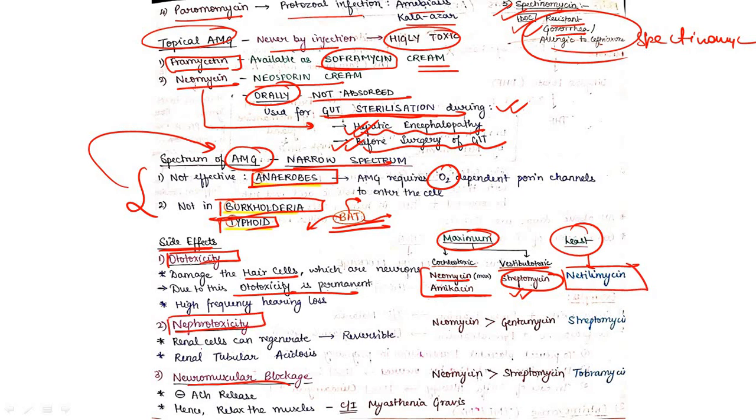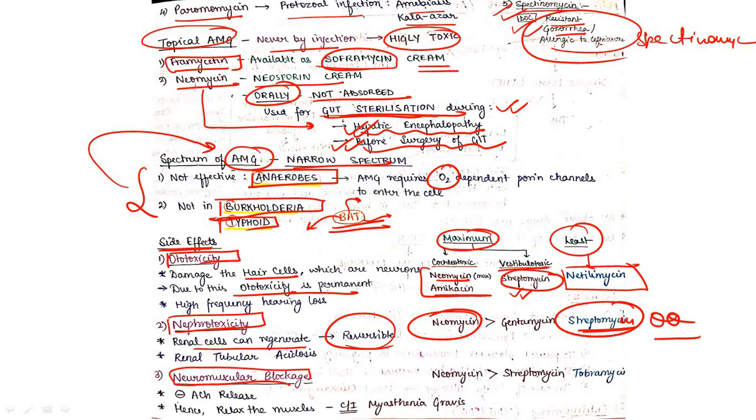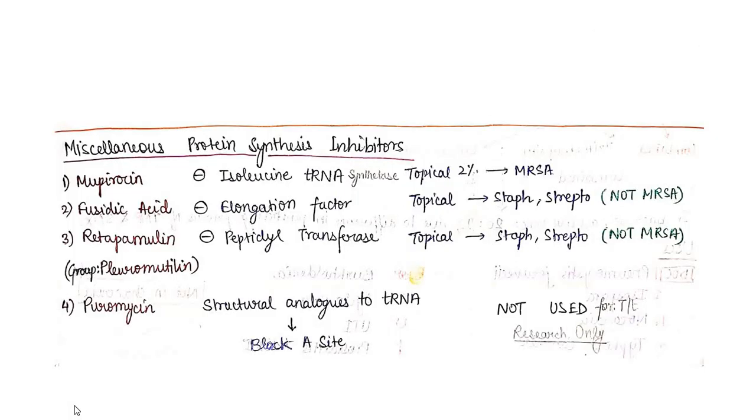Then coming to nephrotoxicity, the renal cells can regenerate, so a reversible type of nephrotoxicity is seen, and this is again maximum with neomycin and minimum with streptomycin. This is a frequently asked question: which aminoglycoside is least nephrotoxic. Then neuromuscular blockade means it will block acetylcholine release, hence it will relax the muscle, so it is contraindicated in myasthenia gravis patients, and the most neuromuscular blockade is by neomycin, clear.